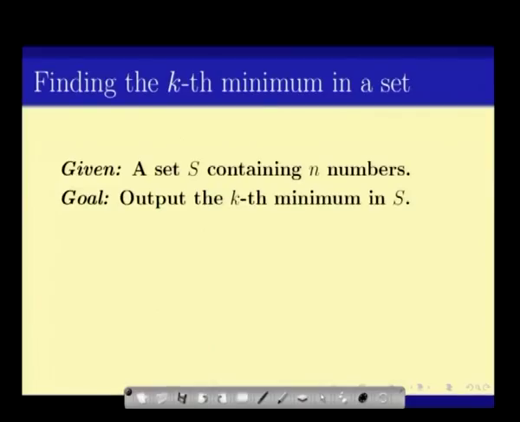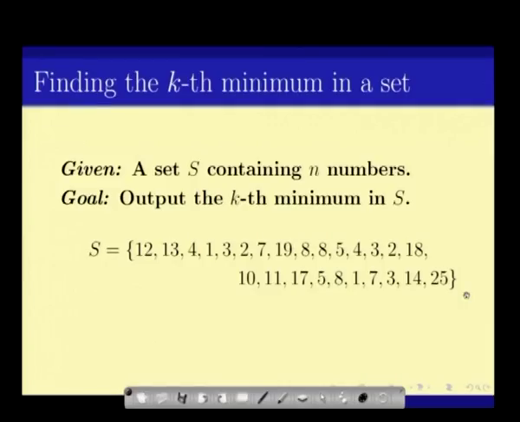In fact, one can ask a much more general question: I give you a set of n numbers and I want you to output the kth minimum in the set S. So k is also a parameter given to us, and we want to find the kth minimum in the set S. If k is n over 2, that is called the median. If k is 1, then that is the minimum. If k is n, then that is the maximum. k can be anything, k can be 100. One can ask what the 100th smallest element in this set S is. This can also be looked at as finding the various quartiles and so on.